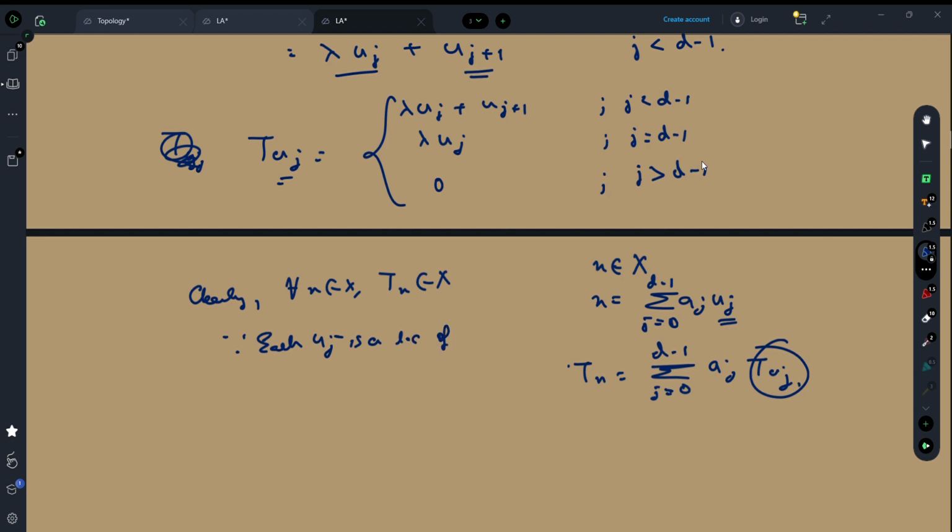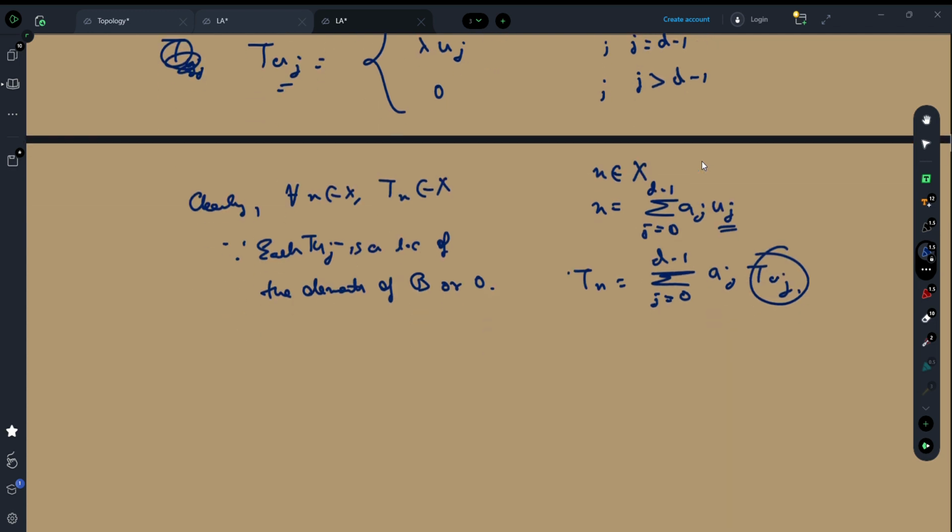So clearly, for all small x in capital X, T of x belongs to capital X, since each T uj is a linear combination of the elements of B or 0, right? Therefore, X is T invariant.